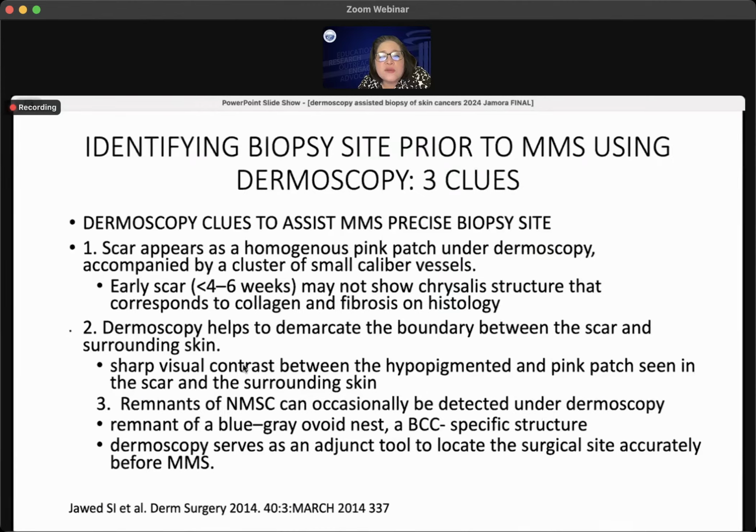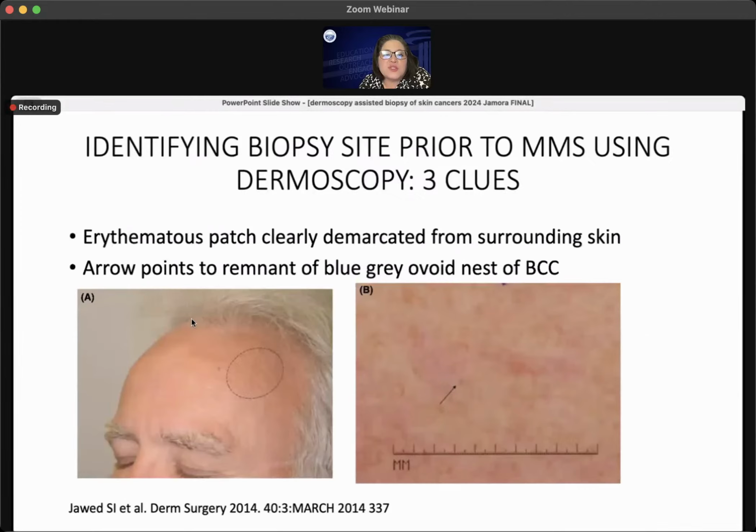Secondly, you can see the boundary between the scar and the surrounding normal skin. So it can look like a hypopigmented or pink patch between the scar and surrounding skin. And third, you may also see remnants of non-melanoma skin cancer like the basal cell. So a small blue-gray ovoid nest or some other basal cell specific structure.